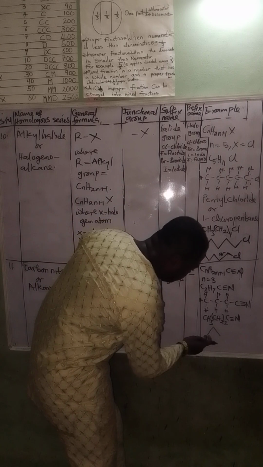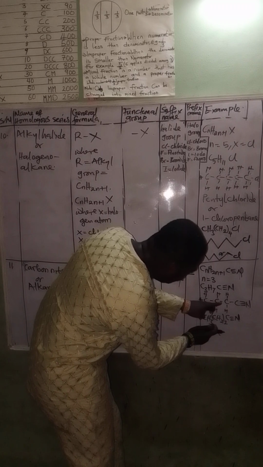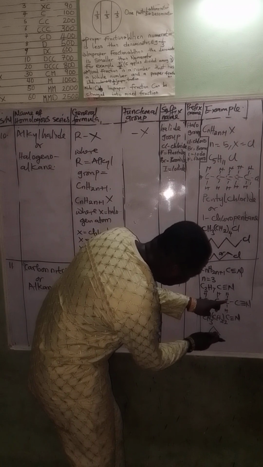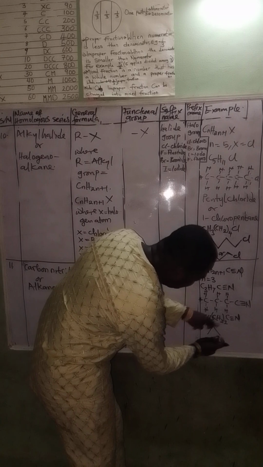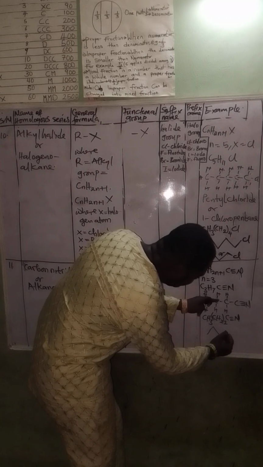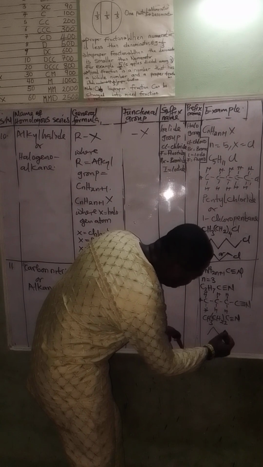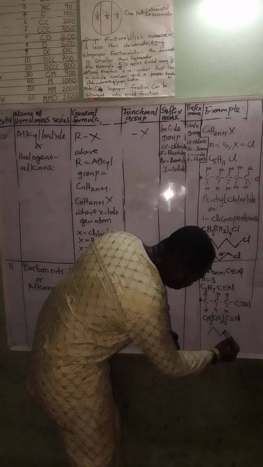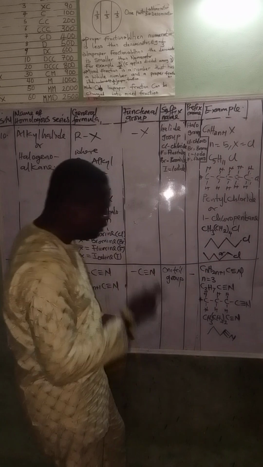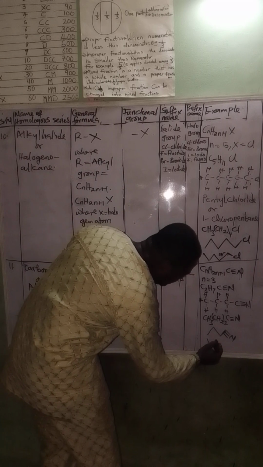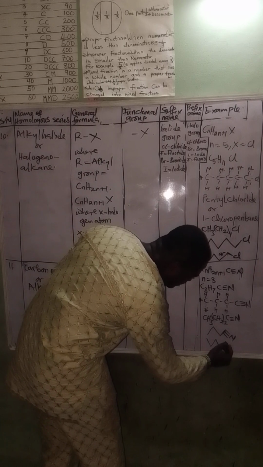Now the bond line notation will be this 1, 2, 3. This carbon is this carbon. This line is this line. This carbon is this carbon. This bond is this line. This carbon is this carbon. Then this line is this line. Then it's triple bonded to what? To nitrogen. So you have it there. That's it. So either you take it, or you can take it like this.